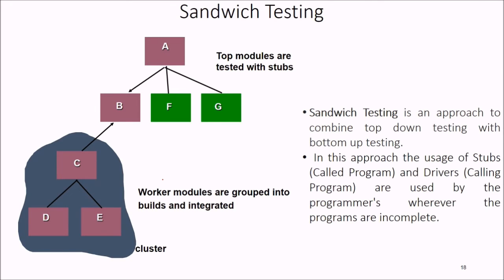There is another approach: top down and bottom up can be combined. This is known as sandwich testing. So in sandwich testing, we combine the top-down and bottom-up approaches together. In this approach, stubs, which are the called programs, and drivers, which are the calling programs, are used by the programmers wherever the programs are incomplete.